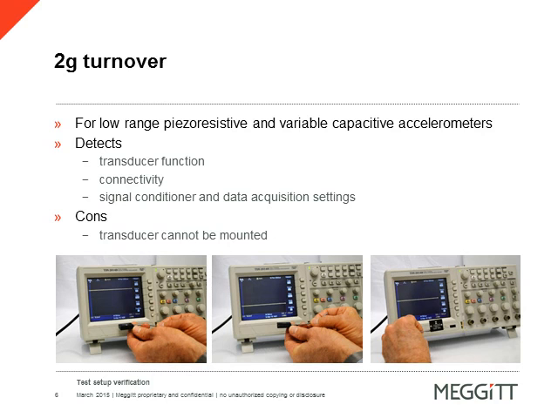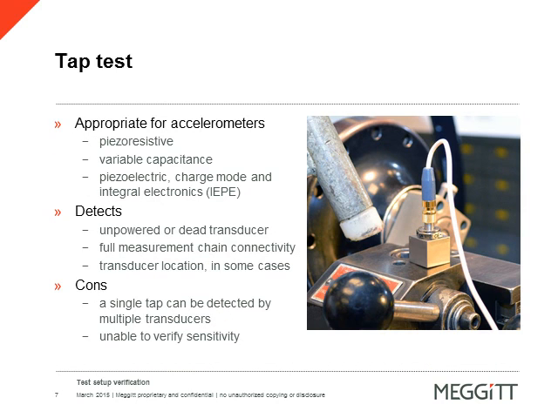Another test method may be performed while the transducer is in its final mounted location. This is called the tap test. The tap test is very common. It's important to understand that the tapping is not done by hitting the accelerometer. The tap test is accomplished by tapping the structure near the transducer. The tap test will ensure the connectivity of the transducer, the signal conditioning, and the data system involved in the test. This is a quick test method that checks the end-to-end of the measurement chain.